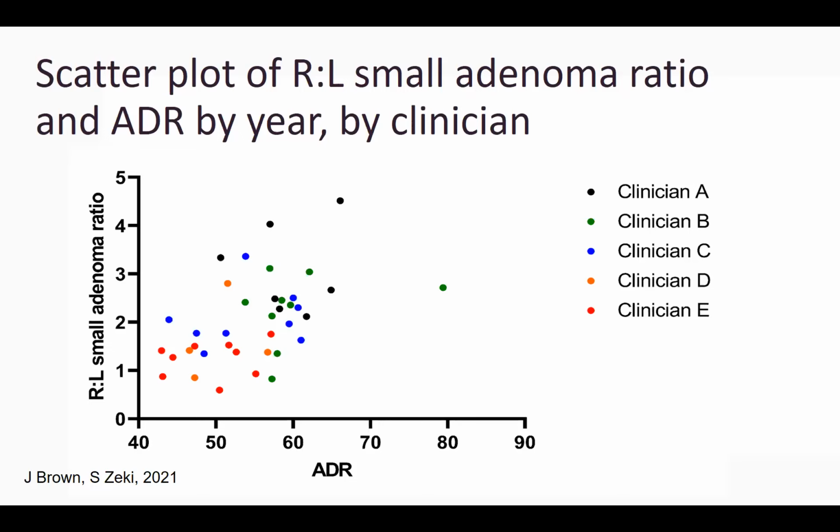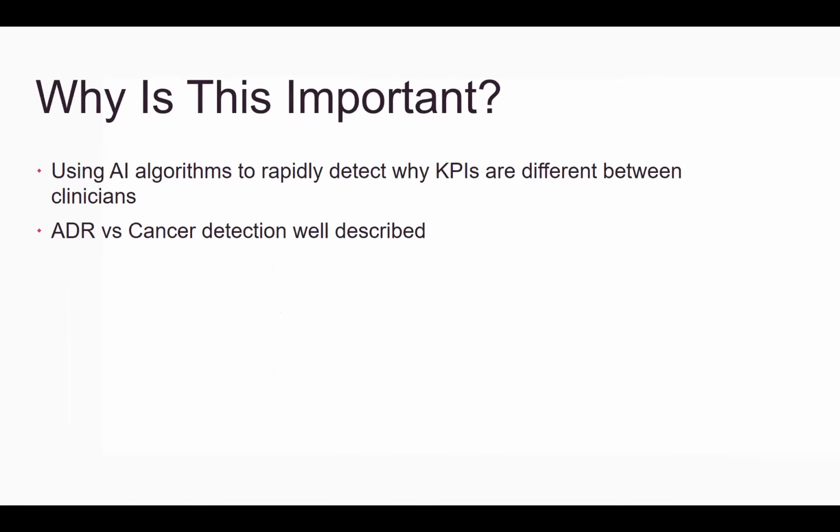So that's a really good use, and I think that using AI algorithms to rapidly detect why KPIs are different between clinicians is a great thing to be able to do, because these audits always take a long time. And there are big clinical deals about this and getting this information out.